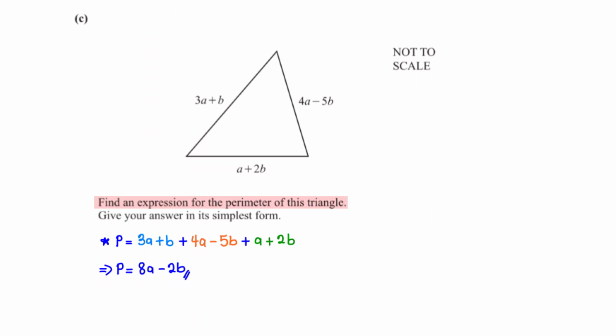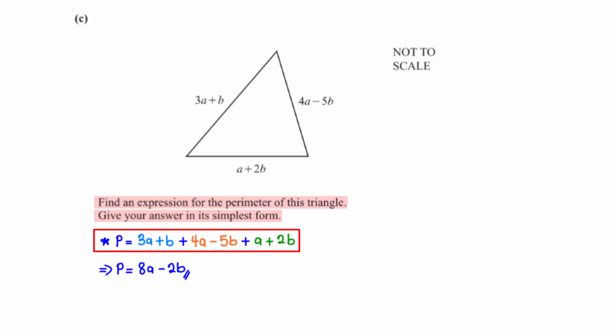Find an expression for the perimeter of this triangle. Give your answer in its simplest form. The perimeter of the triangle is the total distance around the shape of the triangle. So the perimeter is equal to 3a + b + 4a - 5b + a + 2b.